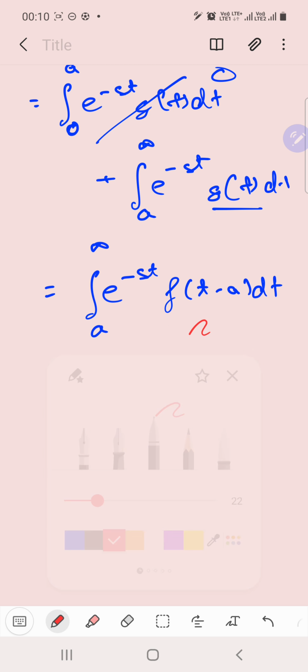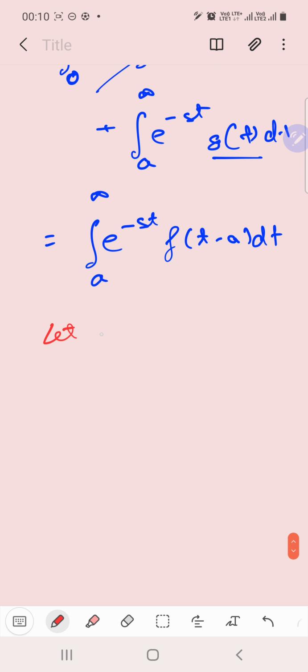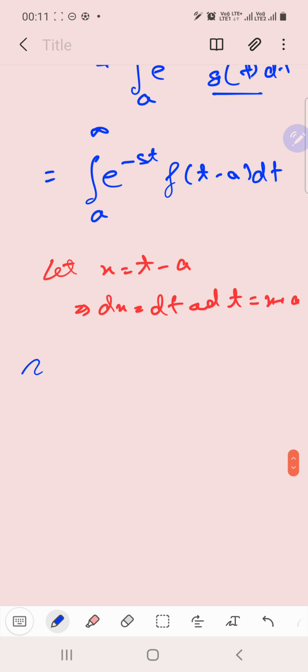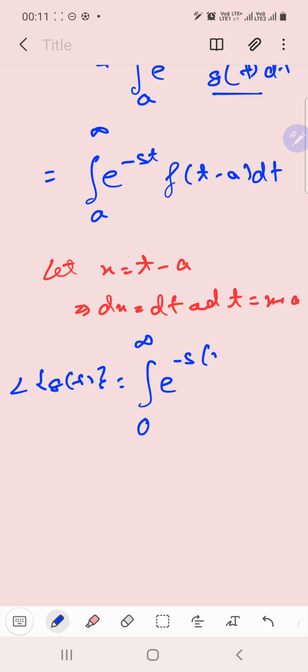Clear? Now we will substitute. So let x equal t minus a. From here we get dx equals dt, and t equals x plus a. So putting these values in the integration, what do we get? So Laplace transform of g(t) equals, when t equals a, x is 0, and t equals infinity, x will also be infinity. So from 0 to infinity e to the power minus s times (x plus a), and this is f(x) dx.